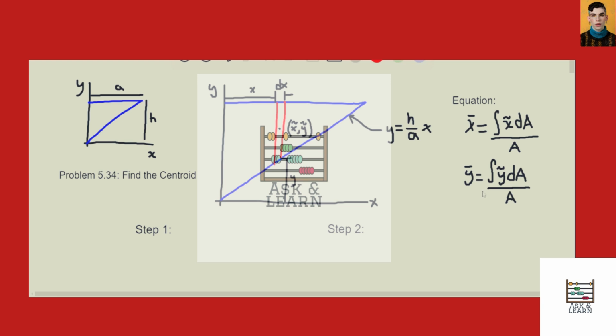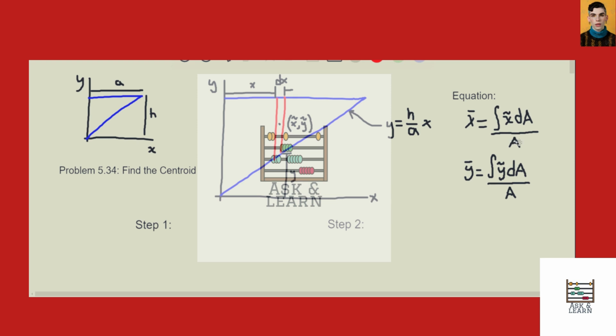We know these equations over here for the coordinates of the centroid, x bar and y bar. And right here, this x tilde and y tilde refer to the centroid of each little slice. Furthermore, I've written the equation for this diagonal line, which is y equals h over a times x. I found this because h is the rise, a is the run, rise over run is the slope, times x. So what we're going to do is find all these little variables and plug them into the equation, and then we will have our final coordinates.